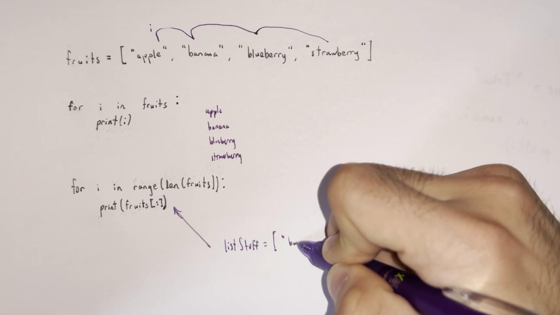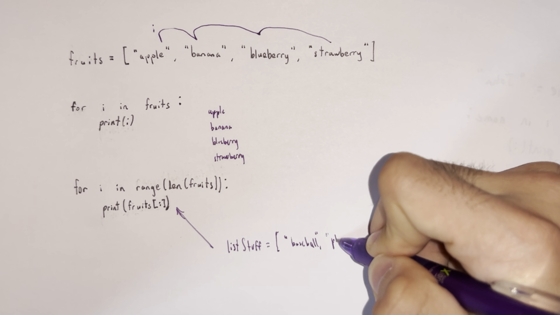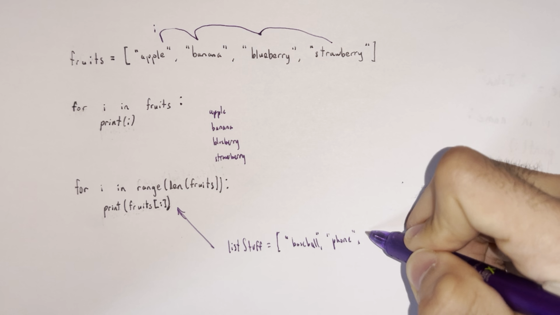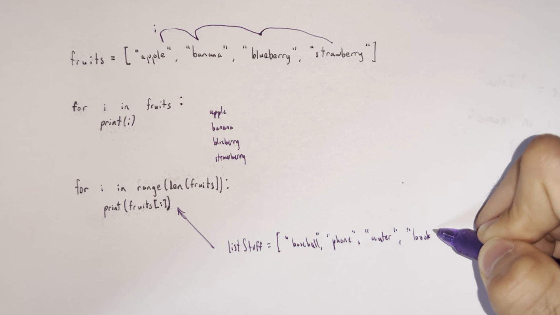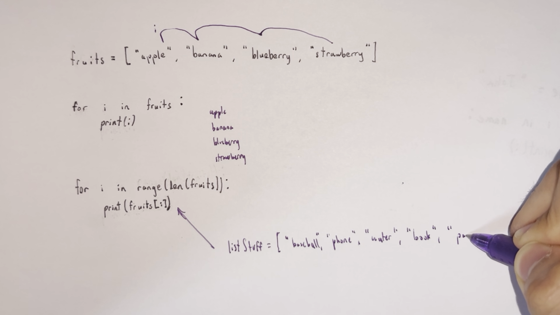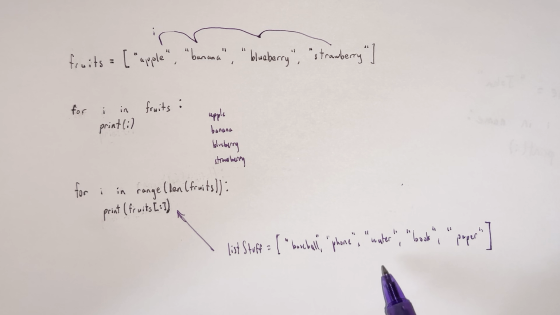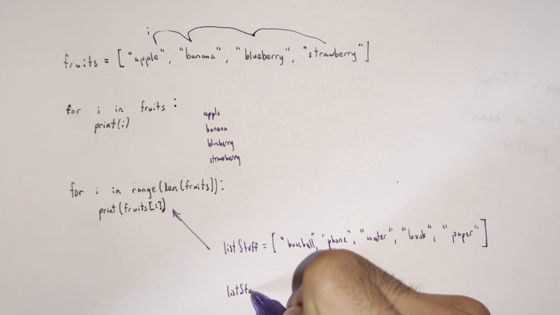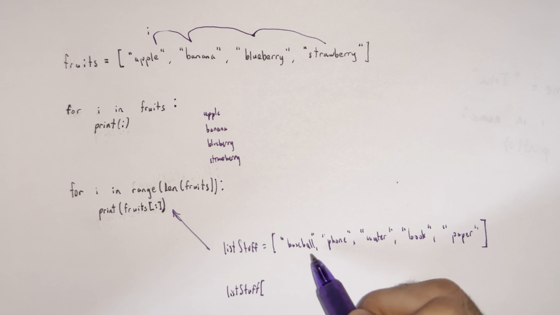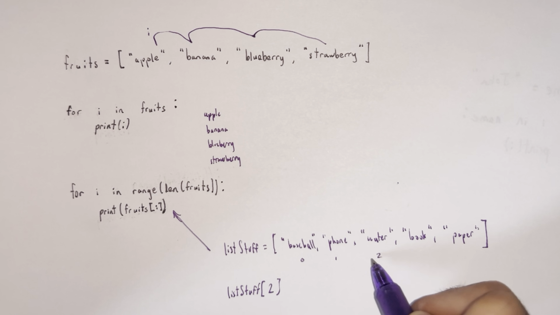You have a baseball, phone, you got a water bottle, I'll just say water, you got a book, you got paper, right? Let's say you want to pick one of your things. Let's say you want water, you're thirsty. To get water, you could do list stuff, and you can look at the position of water in this list and put that in the index. So it's at position 2. 0, 1, 2, right? So 2.